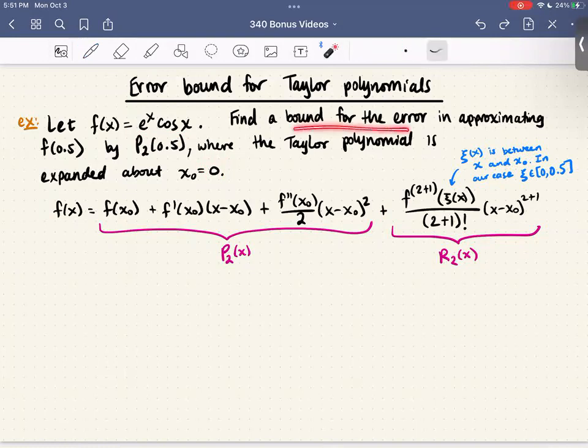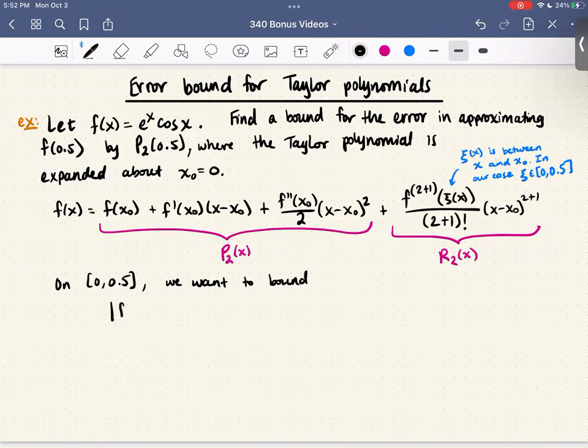Now, the reason we would bound an error term is because we want to know the worst case scenario, how bad could this approximation be? We want to give an estimate for the worst case scenario because we don't really know much else about this term. So we need to know how big it could possibly be. So we're going to consider the error. On 0 to 0.5, we want to bound this error f of x minus p2 of x.